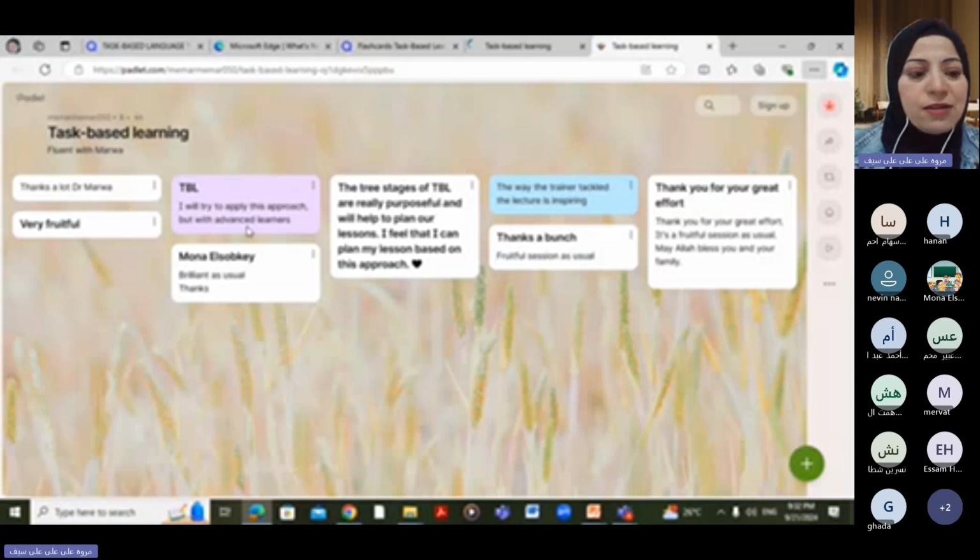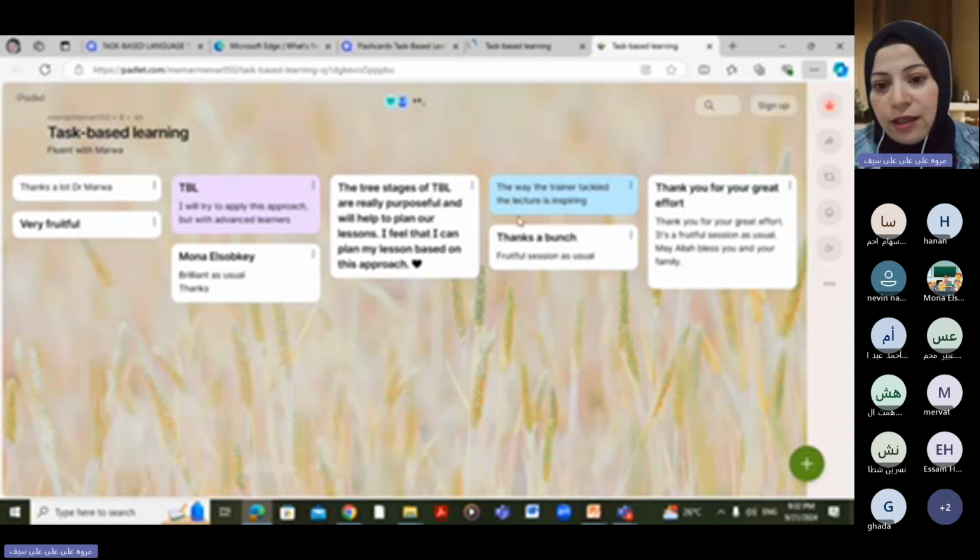Yeah. Thanks a lot, Dr. Marwa. Yeah, I'm just a colleague of yours. We came here to learn from one another. I will try to apply this approach, okay? The three stages of TBL are really purposeful and will help to plan our lessons. I feel that I can plan my lesson based on this approach, okay? But don't forget to study more and dive deeper into it. And you will find a lot of demos on YouTube in the class, how to do it with the students. So please try to get more support from the videos on YouTube.